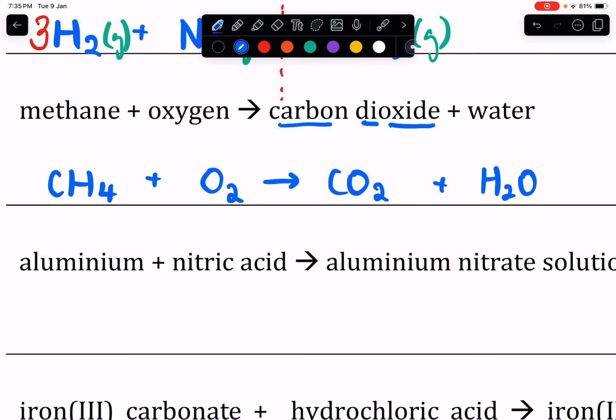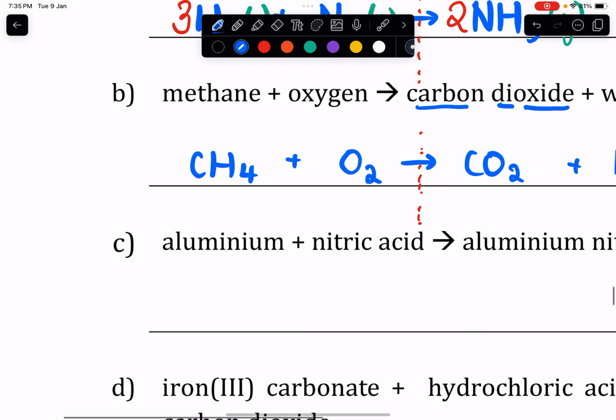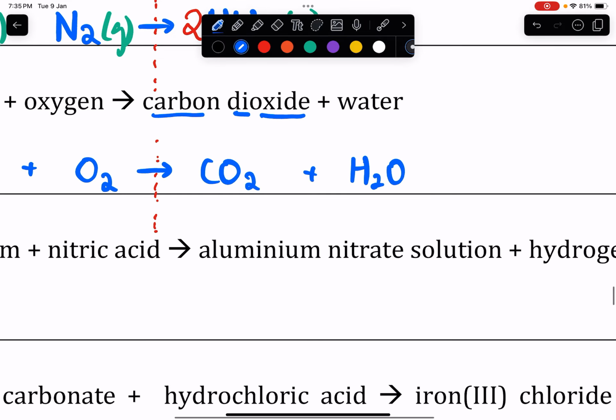Okay, so now it's slightly more complicated. Let's try counting. There are 3 elements this time, C, H, and O. On the left hand side, I have 1C, 4H, and 2O. Okay, on the right hand side, I have 1C, 2H, and 3O.